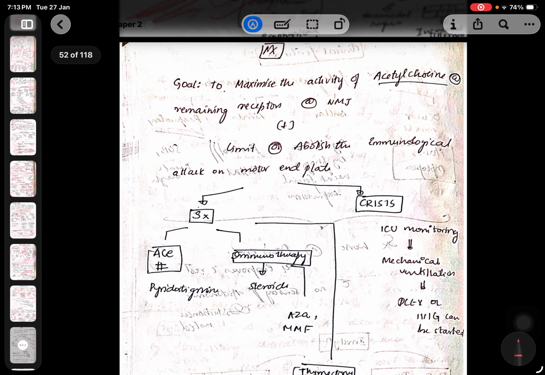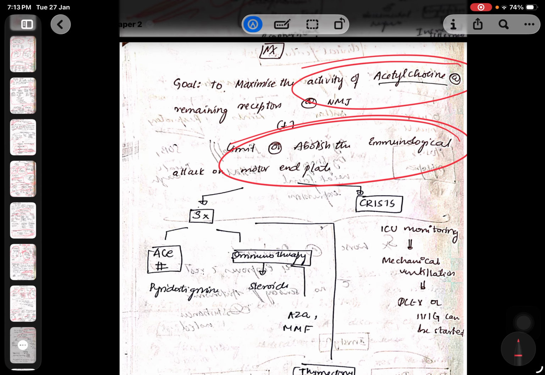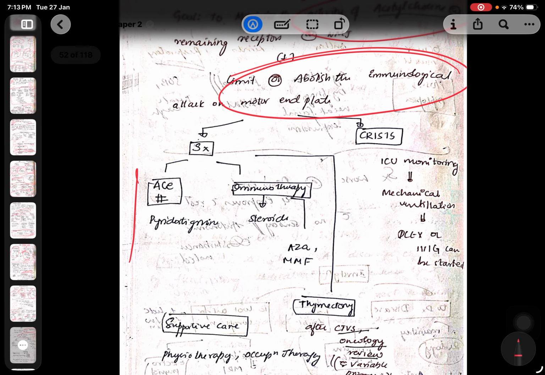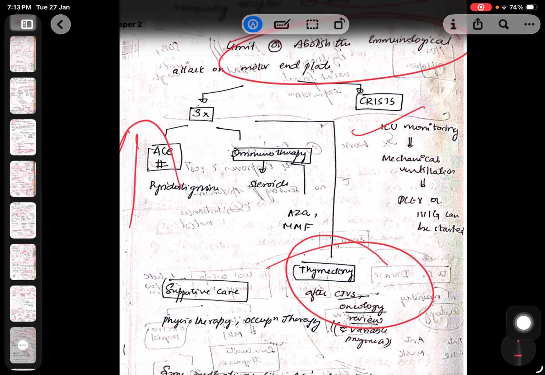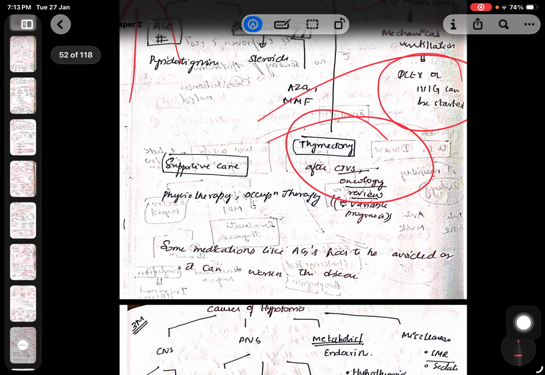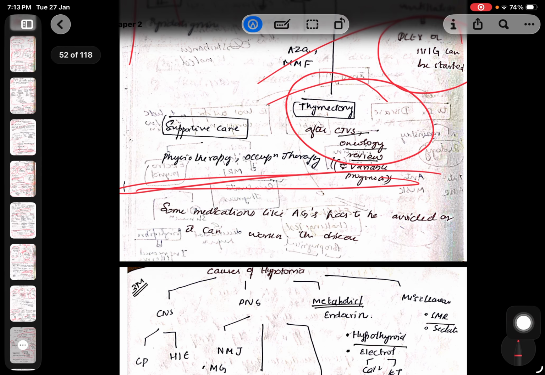Then management, again, the goal is to maintain ACh and to prevent the immunological attack on the motor endplate. For that, you can go with something to increase the ACh. What do you give? You give AChE inhibitors or immunotherapy. Then again, based on CTVS and oncology review, you can go for thymectomy if possible and feasible, and if it is beneficial to the patient. During a crisis, make sure you admit the patient under ICU, do mechanical ventilation, and PLEX or IVIG. These are the supportive care which you need to study.